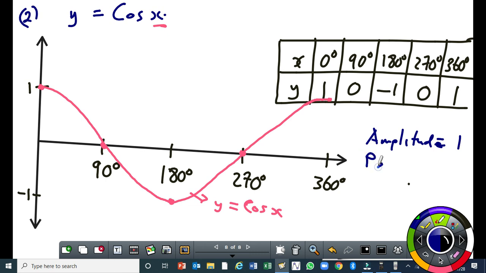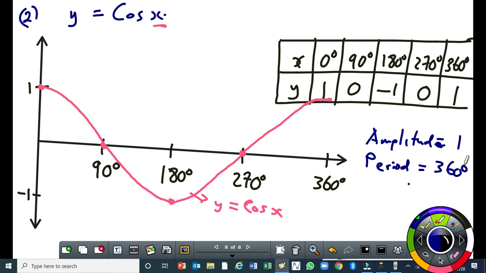The period is 360 degrees. So the graph of cosine, after every 360 degrees, it starts to repeat itself. If I go towards the left-hand side here, it will go down like that, then it carries on, like the sine graph. If I move to the right-hand side, it goes down, then up, then it carries on. So after every 360 degrees, you get a graph like that.